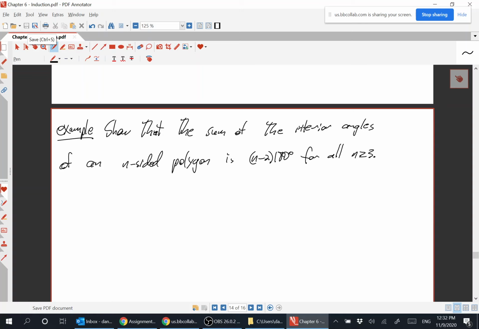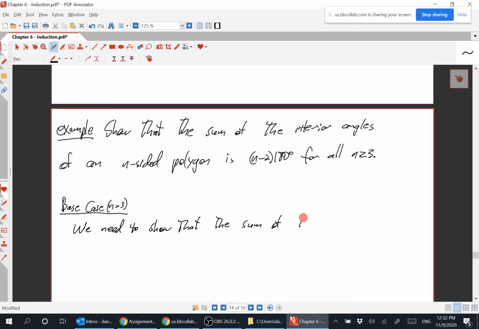So why is the sum of the angles in a triangle 180? Does anybody know? So we need to show that the sum of the three angles of a triangle is 180 degrees.